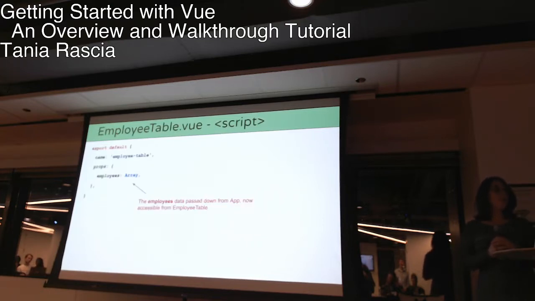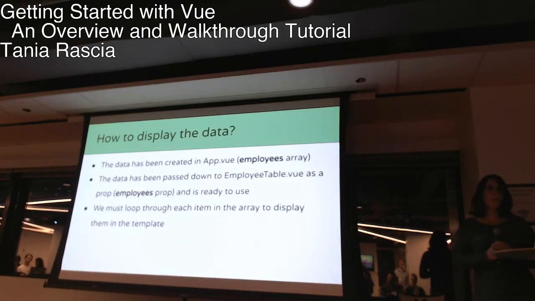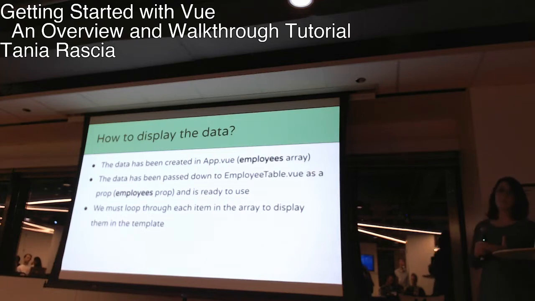So in the employee table, you have to have it listening for any props that are coming in. So I have an employees array coming in, and I'm just telling it that. So now the data is being passed down from app.vue to employee table.vue. The data is created, and in order to display it, we have to loop through it.